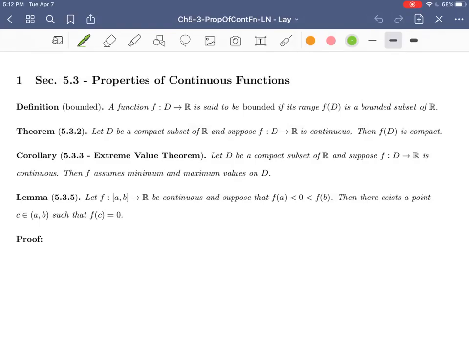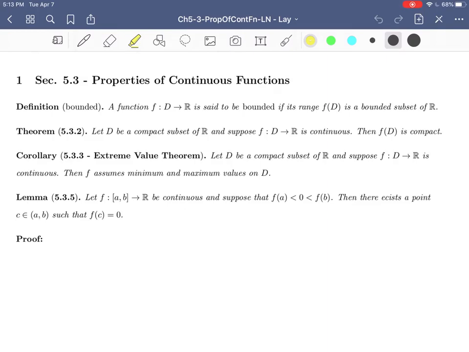In our last several videos, we took a look at what it meant for a function to be continuous. Now we're going to take a look at some further properties of continuous functions. Let's first start by taking a look at what it means for a function to be bounded. We've previously defined what it meant for a sequence or a set to be bounded. Now we're going to look specifically, what does it mean for a function to be bounded?